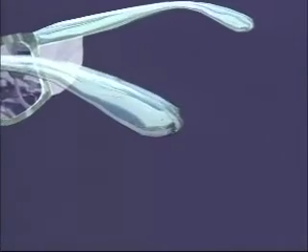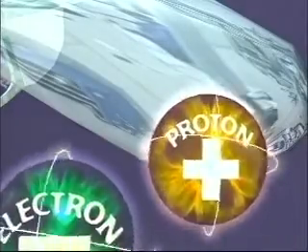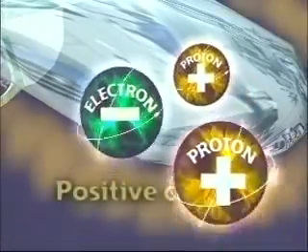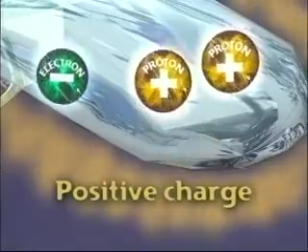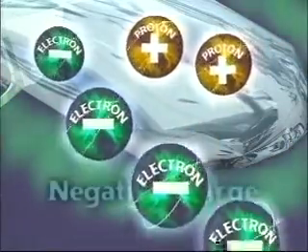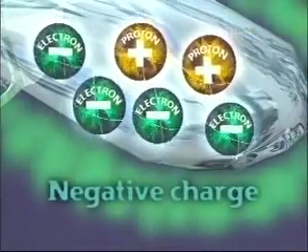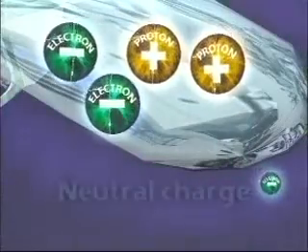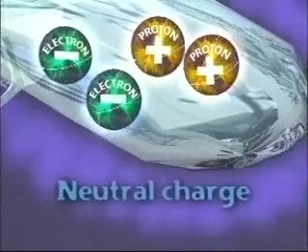Every object has the ability to take on an electrostatic charge. The charge may be positive, negative, or neutral. A positive charge means there are more protons than electrons. A negative charge means there are more electrons than protons. A charge is neutral when there are equal numbers of protons and electrons.